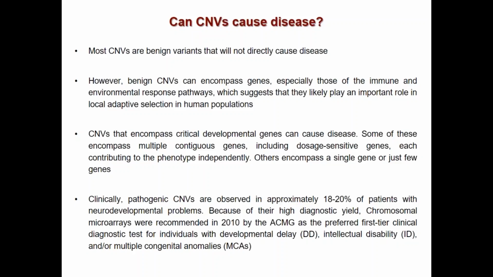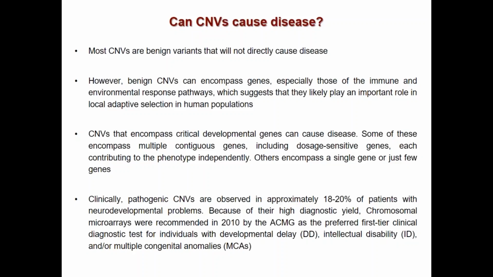And each one of them, especially the ones that are dosage sensitive, can contribute to the phenotype independently. So your end result, your end phenotype, is kind of the additive effect of the extra copies or the fewer copies of these dosage sensitive genes.